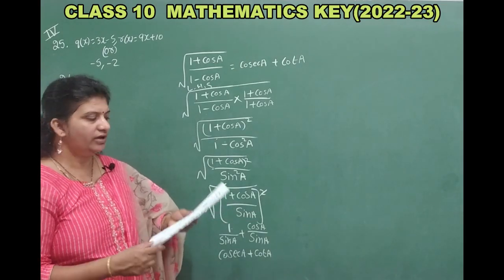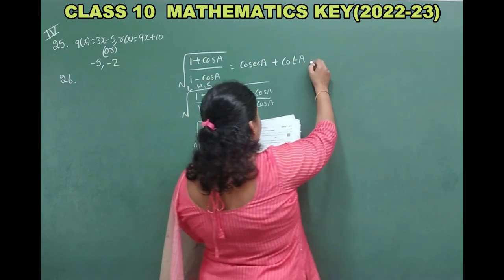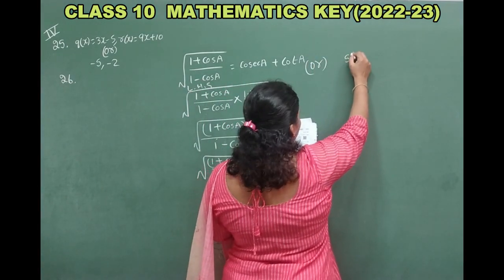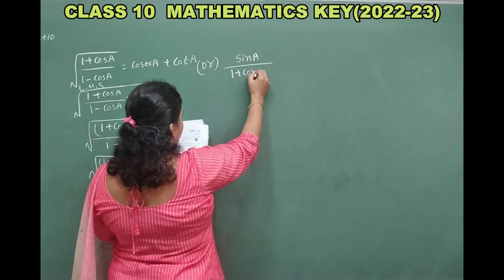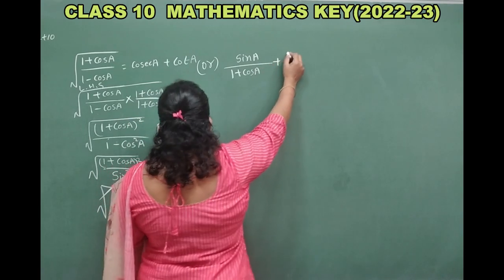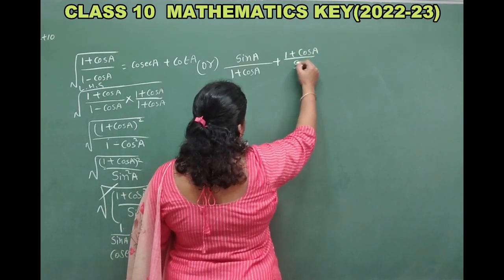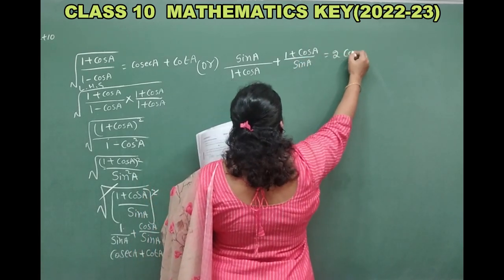Hence, it is proved. In this, you have one more OR question. What is that? Prove that sin A by 1 plus cos A plus 1 plus cos A by sin A is equal to 2 cosec A.